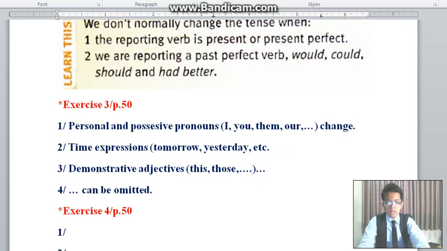Next, time expressions like tomorrow, yesterday. Do they change? Yes, they do. They do change. Demonstrative adjectives like this, those, do they change? Yes, they change. And they change into the.